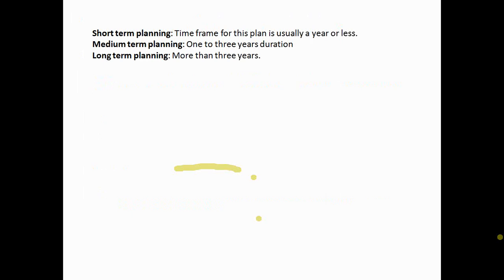There are three types of planning: short-term planning, medium-term planning, and long-term planning. Short-term planning is usually a year or less, medium-term planning is 1 to 3 years in duration, and long-term planning is more than 3 years. It depends on the organization. In short-term planning, you can expect the results quickly, whereas long-term planning takes more time to get the desired results.